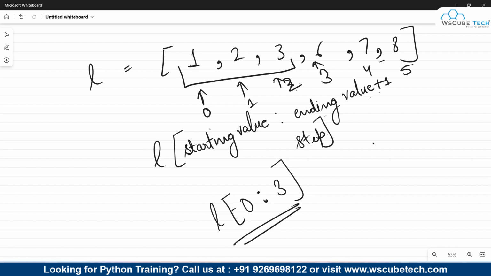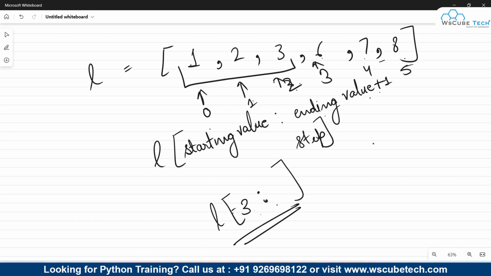Okay. Now one more thing about the starting value. Suppose you're starting from the very beginning, then you don't need to write the starting value as well. You can just leave it empty and write colon and 3. The same works for the ending value. Suppose you're starting from number 3 and you want to go all the way towards the end, that is 6, 7 and 8. If you want to obtain 6, 7 and 8, then you will write 3 colon and you will not give any ending value over here. You will keep it as default.